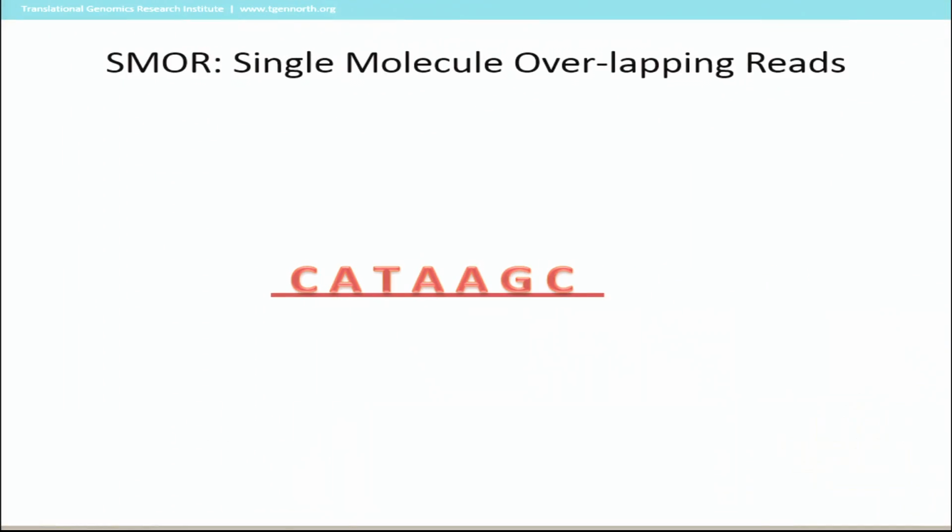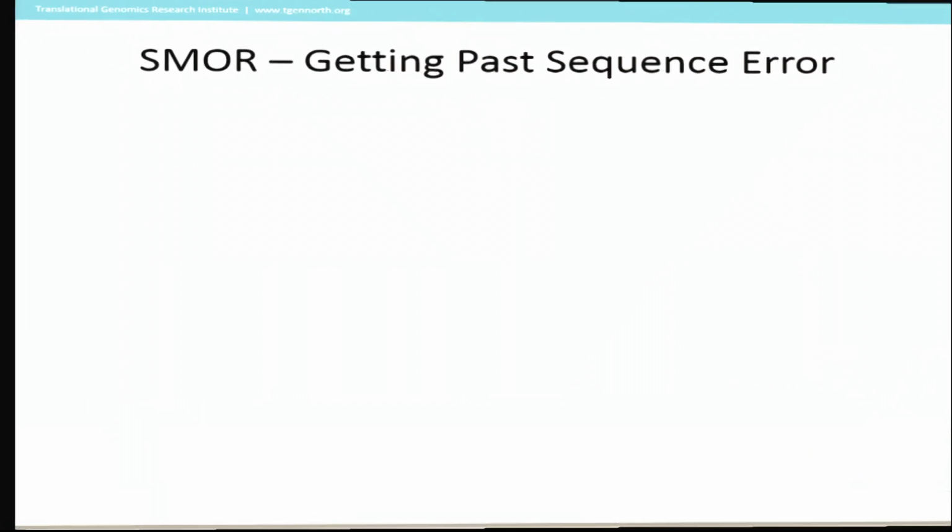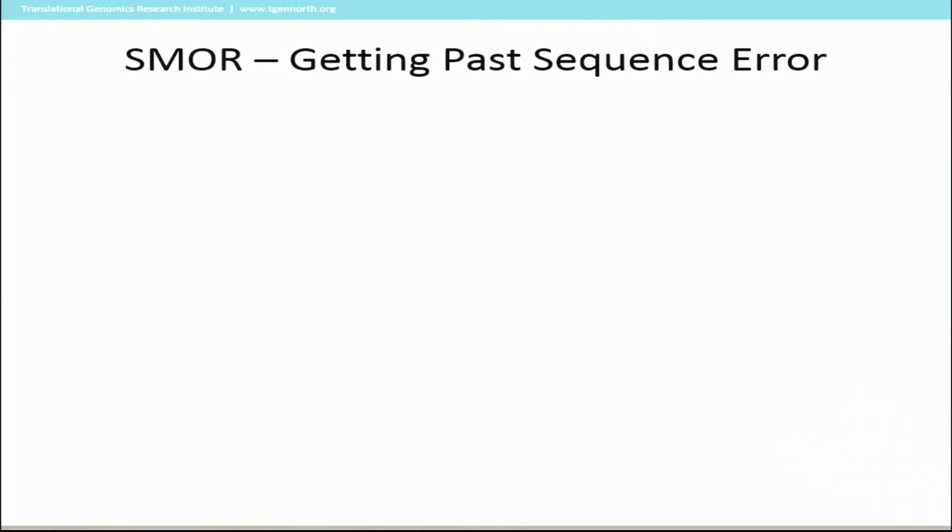So what can we do? Well, we came up with a methodology a couple years ago called single molecule overlapping reads, or SMOR, where essentially it's amplicon sequencing, but our goal here is to have overlapping reads on every molecule so that we get double confirmation of each of the loci of interest. And the reason for doing this is that we want to get way below the sequencing error.